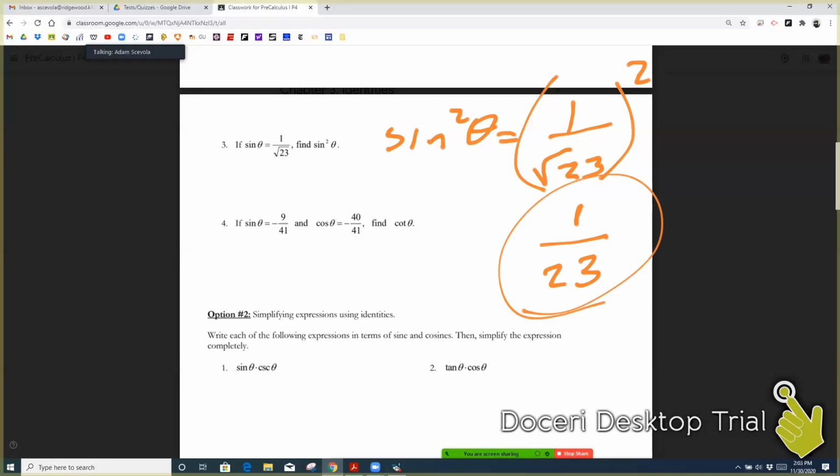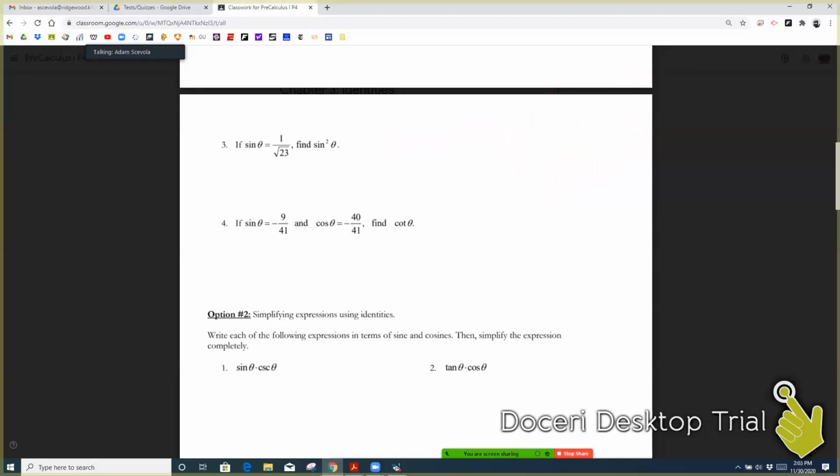There you go. 1 over root 23 squared is 1 over 23. Cool. Now for number 4, does anyone see a quick way to do it without having to draw the picture out? You just divide 40 over 41 by 9 over 41. You cancel both the negatives and you cancel both the 41s. You just get 40 over 9. Beautiful. Excellent.